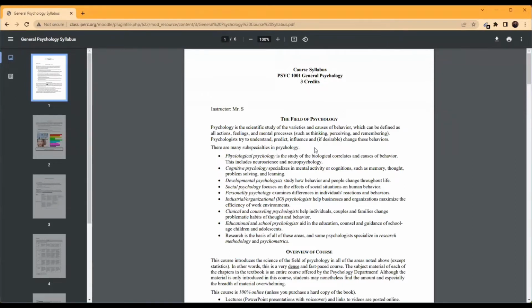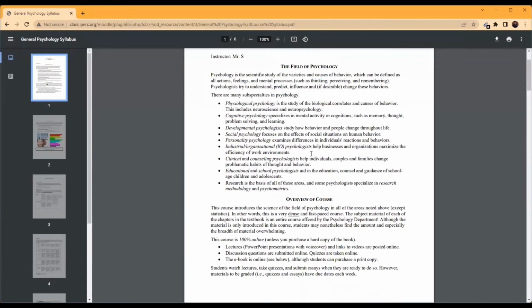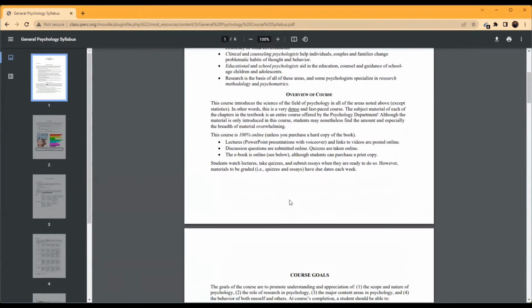Okay, so we usually can see the title of the syllabus, and most syllabi start out with a course description or overview of the course. This one gives you a little preview of the field of psychology, just a little background knowledge of psychology. And then the overview of the course is usually the description of the course.